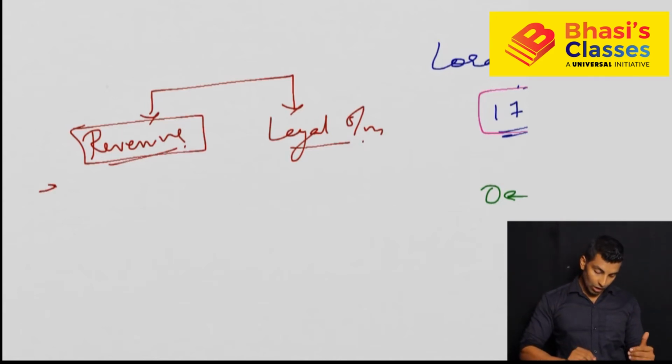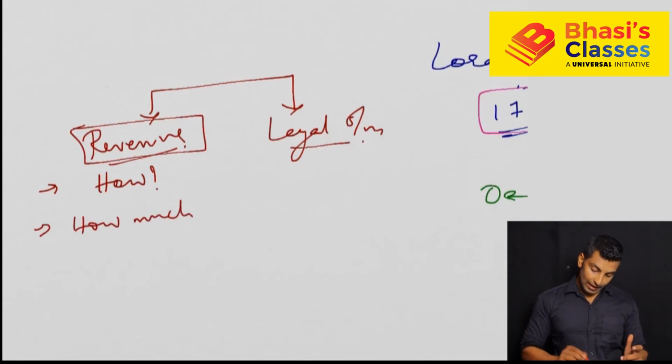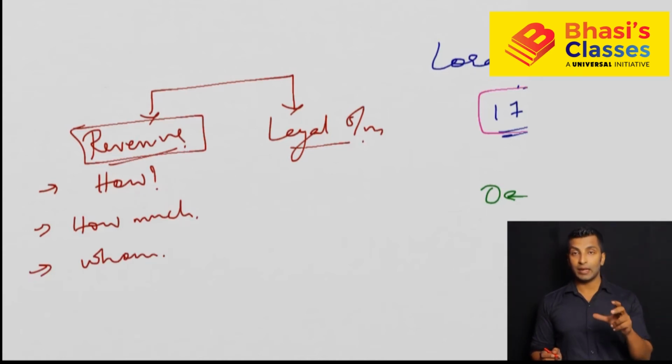So they faced a lot of problems. They don't know how to collect revenue. That's the biggest problem. They don't know how much to collect as revenue. They don't even know from whom to collect revenue, because in the Indian setup it is not the actual owner who may be cultivating.